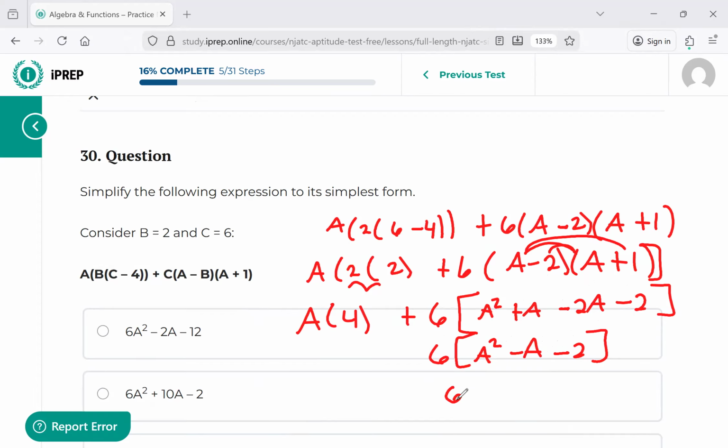Distribute the 6 out: 6a squared minus 6a minus 12. And then this is going to be now 4a. Put it all together. You can put it in order. So 6a squared, 4a minus 6a, and then 2a minus 12. So that looks like it's letter A. Okay, so all you gotta do is plug it in, be careful, FOIL it out, left right terms.